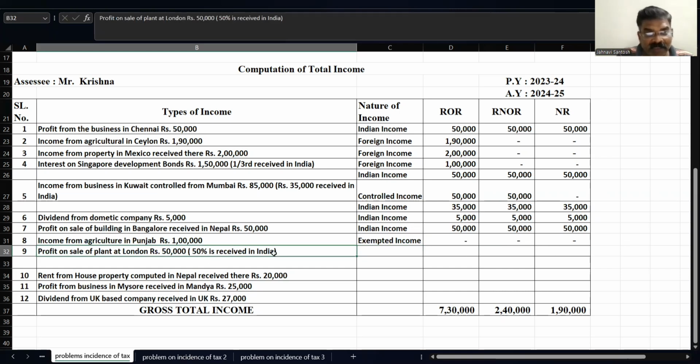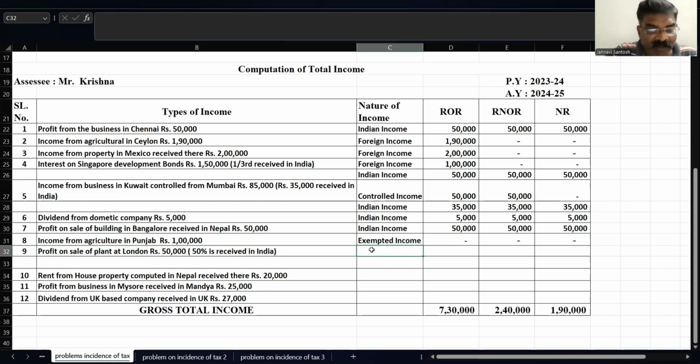Profit on sale of a plant at London, rupees 50,000. See, in London he has sold something. Once he has sold a plant over there, that means machinery, he has gained a profit. He has gained 50,000 there. That part I am going to treat as a foreign income. Rest, whatever amount is received here, 50%, I treat as an Indian income.